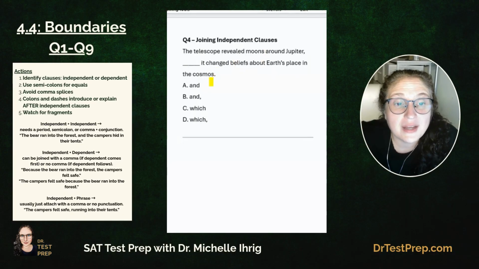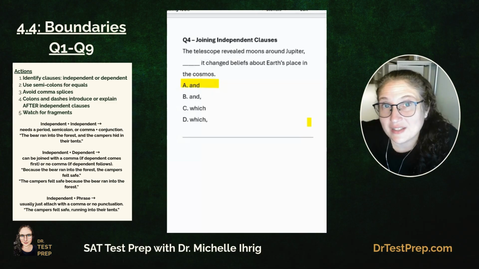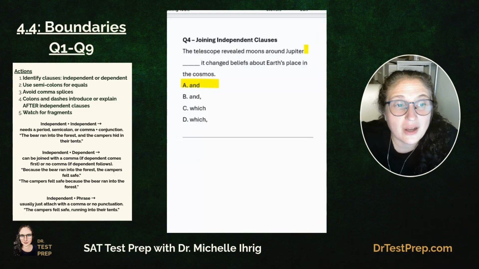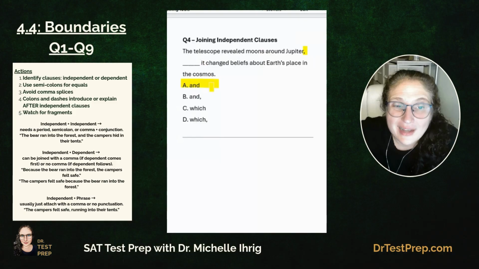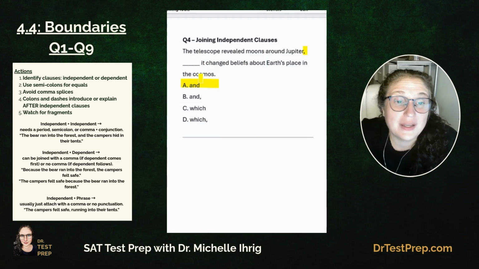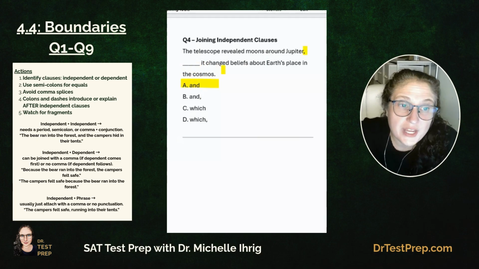So because of that, we're going to put the word "and," because it's not going to be "which," because those aren't going to allow us to combine. And also notice how there's a comma there. So we wouldn't do comma and comma. We wouldn't do "and which it changed." Now, if we didn't have the word "it," it could be "which changed beliefs about Earth's place in the cosmos."